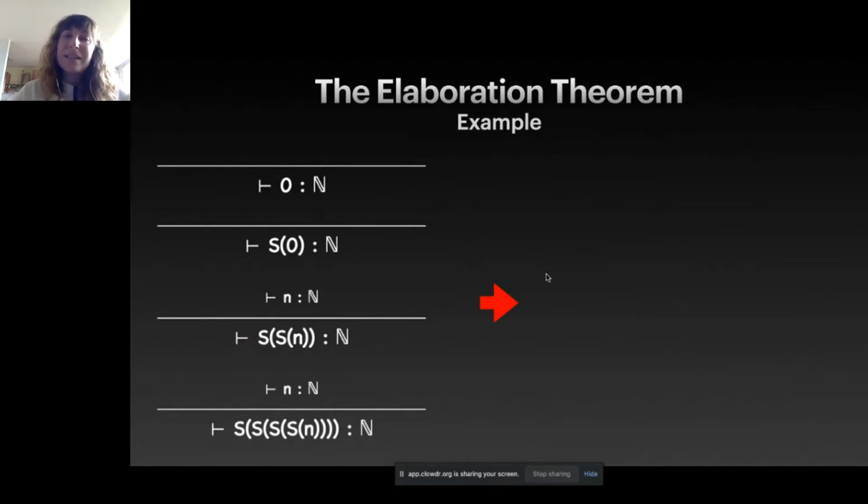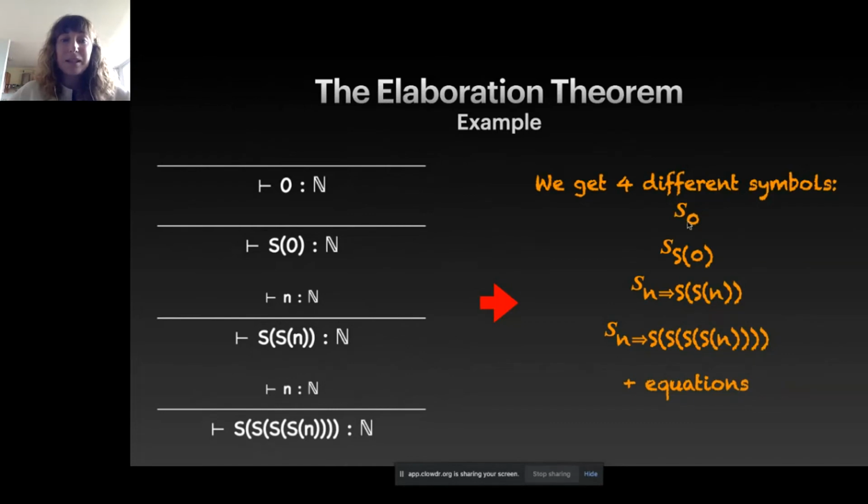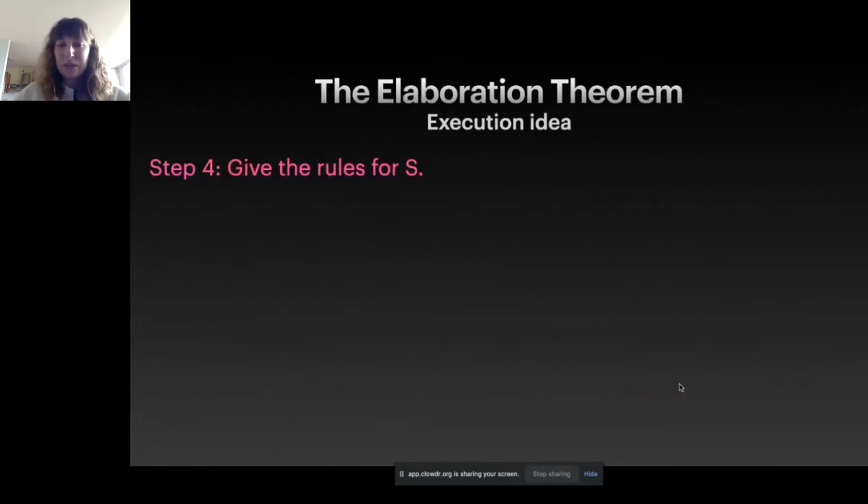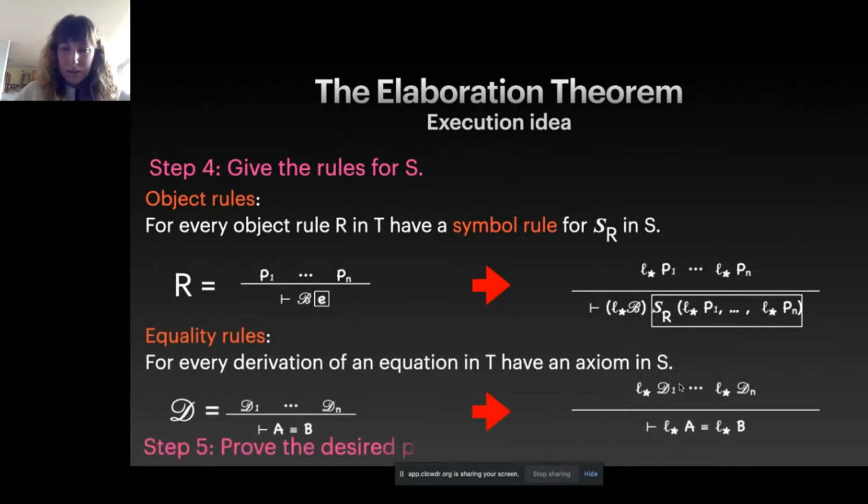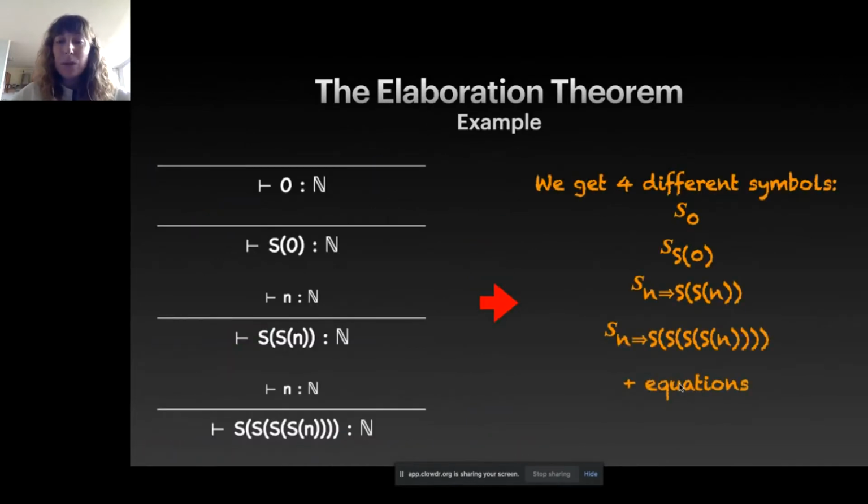So I gave you an example in the beginning, but I didn't really tell you what the answer is here, right? So now we can sort of guess what will be the standard type theory that will elaborate this type theory. Well, we'll have for every object rule a symbol. So we will actually get 4 different symbols, right? The 0, 1, the S of 0, 1, and this double S and the quadruple S. But we'll also add all equations.